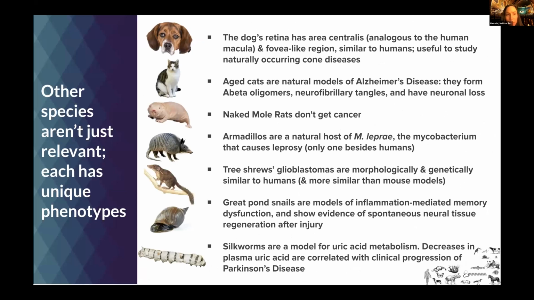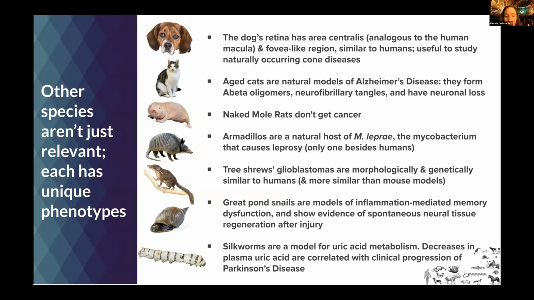We want to use the right organisms to understand human disease based upon the phenotypic features and the underlying molecular pathways. These are some really fun examples. The dog's retina has an area centralis, which is analogous to the human macula, and a fovea-like region, which is similar to humans and is useful to study naturally occurring cone diseases. Aged cats are natural models of Alzheimer's disease. They have the same sort of neurofibrillary tangles and neuronal loss. Really interesting, as maybe commonly in the news, naked mole rats don't get cancer.